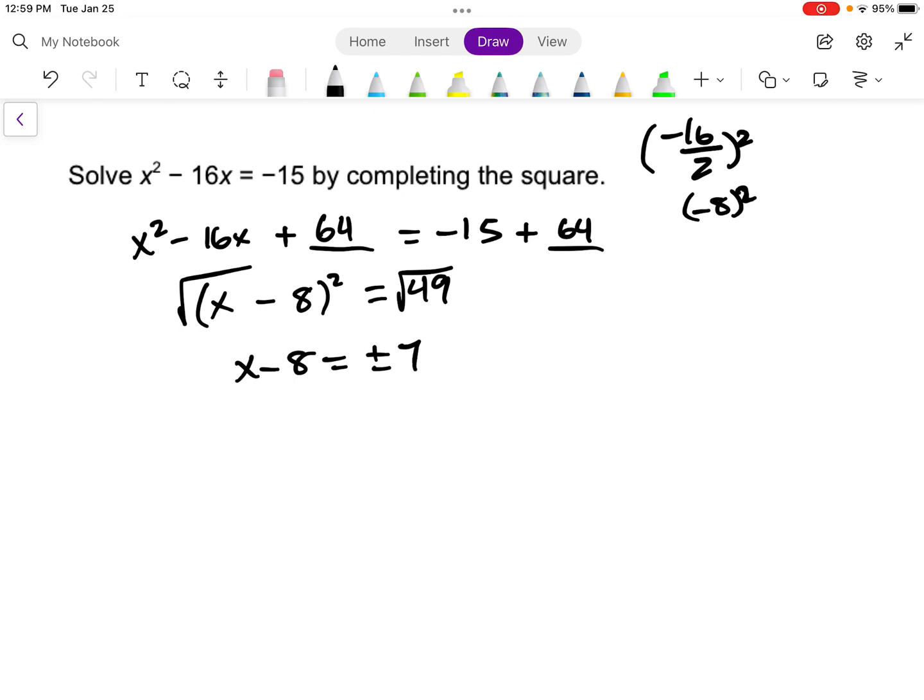Okay, finish solving for x, so I'm going to add the 8 over. So x equals 8 plus or minus 7. Well, 8 plus 7 is 15, and 8 minus 7 is 1. There are my two solutions right there, 15 and 1. Okay, so that's the process.